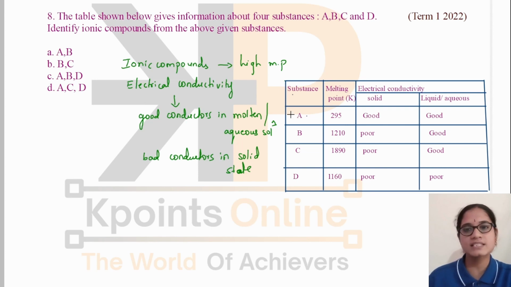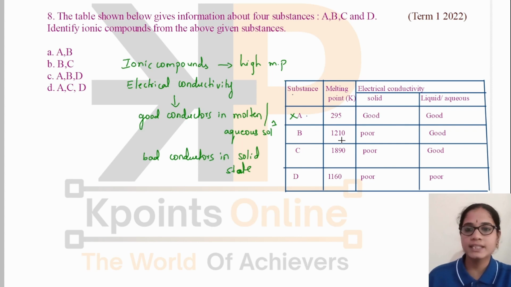Let us first check the substance A. The substance A has melting point 295. It is not that high a melting point. And in solid state, the electrical conductivity is good, they have given. And in liquid state also, it is good. But ionic compounds are not good conductors of electricity in solid state. They do not conduct electricity in solid state. They only conduct electricity in either aqueous solution or molten state, as there is a formation of ions. So this option will be wrong. Means the substance A is not an ionic compound.